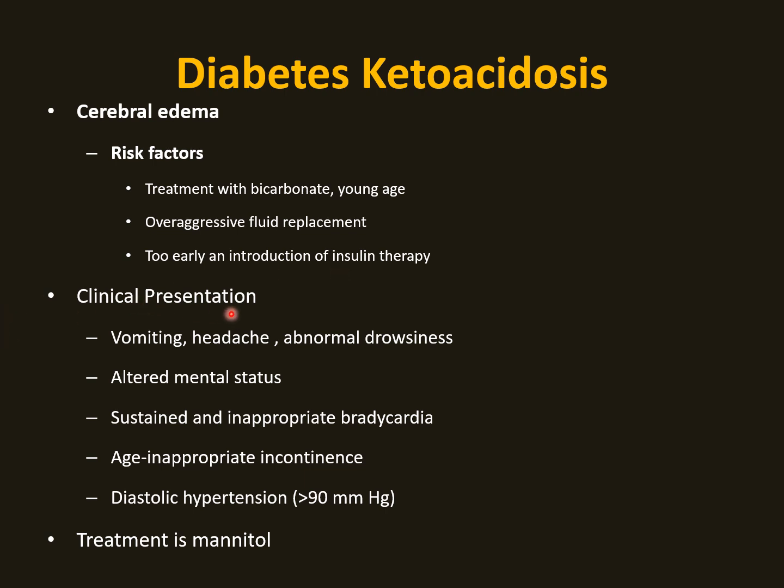The clinical presentation when you are treating a child with DKA: the child starts vomiting after the vomiting had already stopped, or starts to complain of headache, abnormal drowsiness, altered mental status, sustained and inappropriate bradycardia, an older child starts to have enuresis, or diastolic hypertension more than 90 millimeters of mercury. This is a red flag for developing diabetic cerebral edema during the treatment of DKA. The treatment of cerebral edema is mannitol to lower the intracranial pressure.